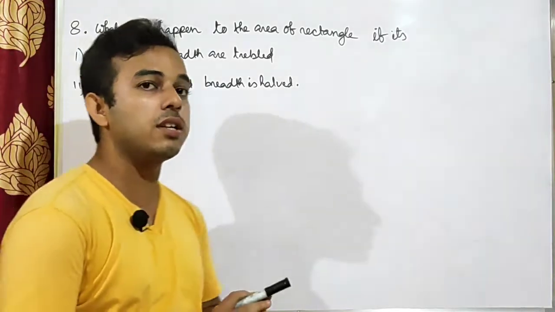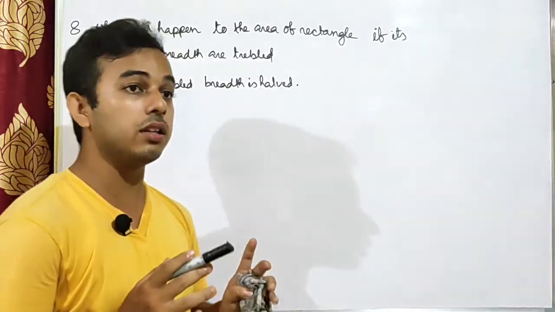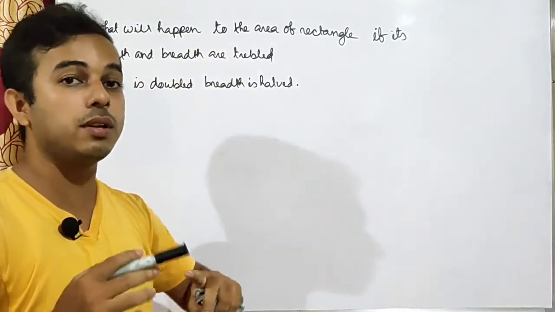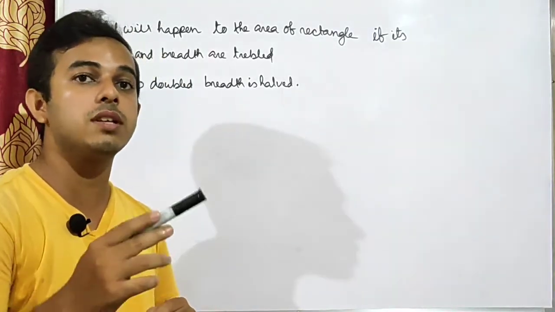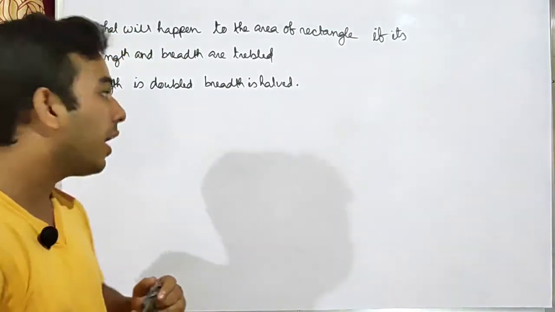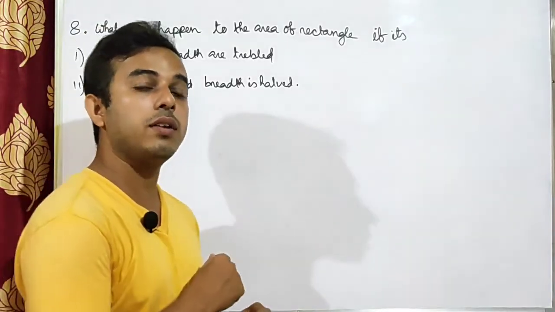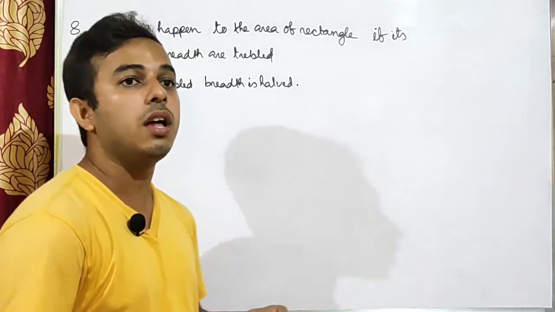The question asks what will happen to the area of the rectangle. First, if the length and breadth are tripled, that is, if we multiply the length and breadth by 3, what will be the change in the area of the rectangle? And second, if the length is doubled and the breadth is halved. Here we have increased the length 2 times and decreased the breadth by half.